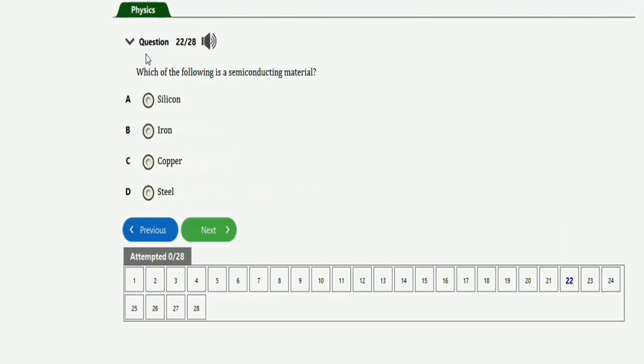It says which of the following is a semiconducting material? So the right option is option A, which is silicon. The next question will be this one.